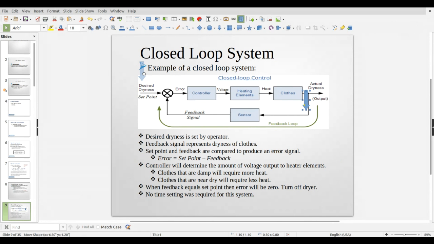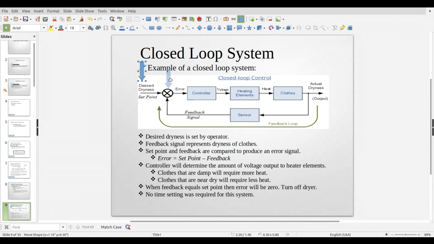So instead of just saying run for 30 minutes, we tell it how much moisture we want to be in the clothes when we're done. Do you want 10% moisture, 5% moisture? You put in there more of a dryness setting instead of just a time.